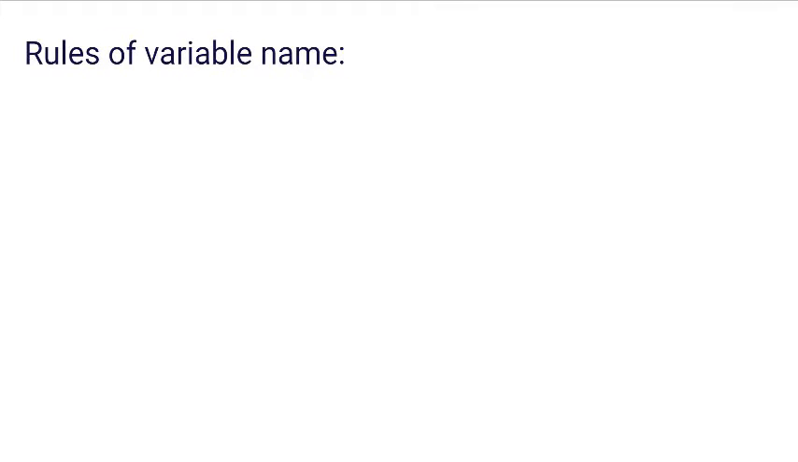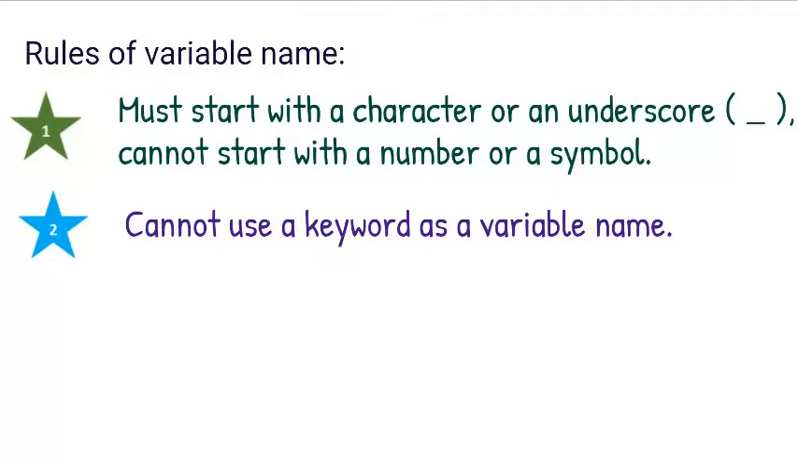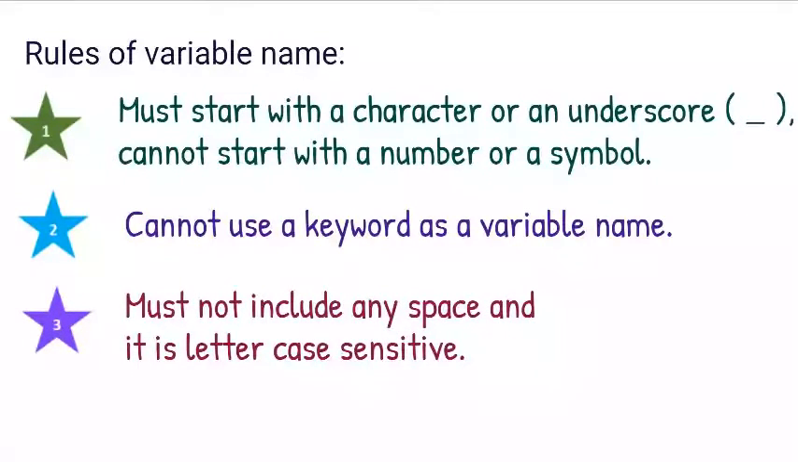The rules of variable name are: first, must start with a character or an underscore, cannot start with a number or a symbol. Second, cannot use a keyword as a variable name. Third, must not include any space and it is letter case sensitive.